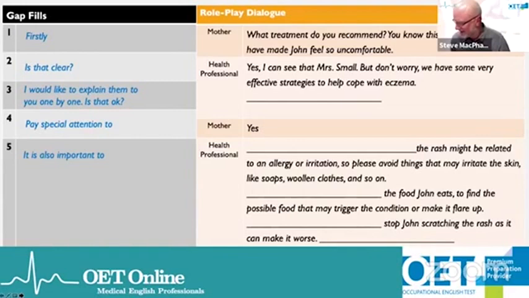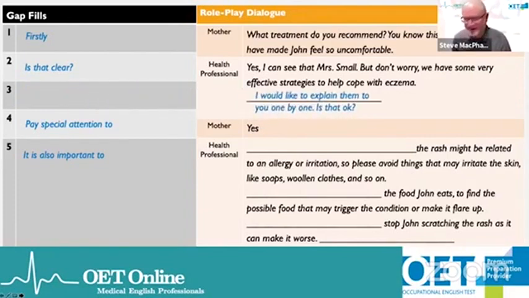While I'm waiting, Dahlia says, are 16-year-olds classed as adults? No, I'd say 16 is teenagers, Dahlia. Perhaps 18 medically, because they don't need to ask for consent after that. Well done, Saw and Rana. So we have some very effective strategies to help cope with eczema. I'd like to explain them to you one by one. Is that okay? Again, we're flagging our question and we're asking a question, is that okay? And that creates interactions. That's a good technique.